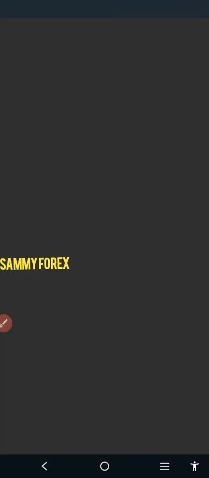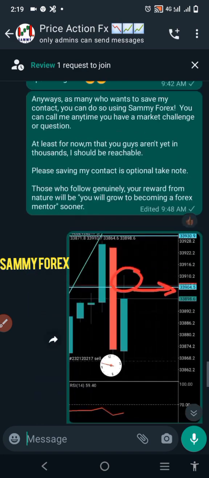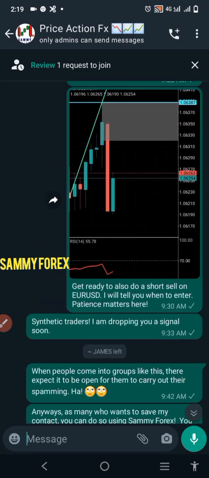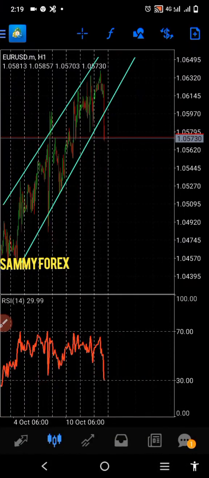First, let me show you the group where I dropped the signal. It's very simple. This is it from the group: Euro USD. I even highlighted the place where we were supposed to sell. So now quickly let me go back and explain how it happened.